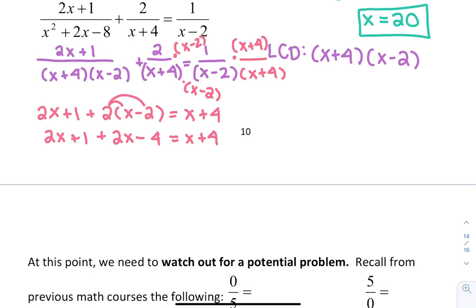When you combine like terms and put all the x's on one side, put all the numbers on the other, you end up with 3x equals 7. Now I divide both sides by 3 to get x equals 7/3. So there's my final answer.